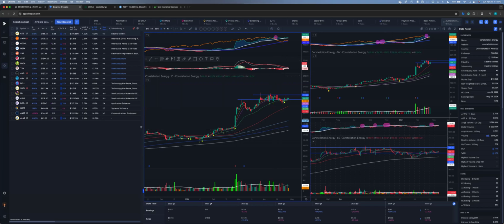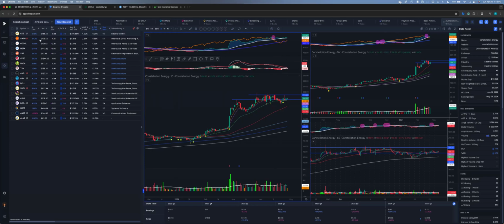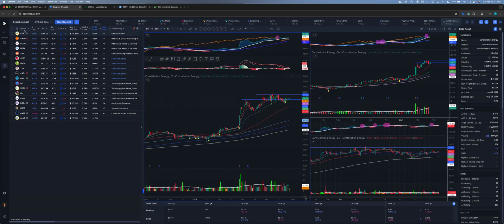Yep. So right now I have 18 names that at Revere we've classified as AI and data centers. I'm not going to talk about the fundamentals or story of any of these stocks. Just going to provide you a list and quickly walk through the charts.